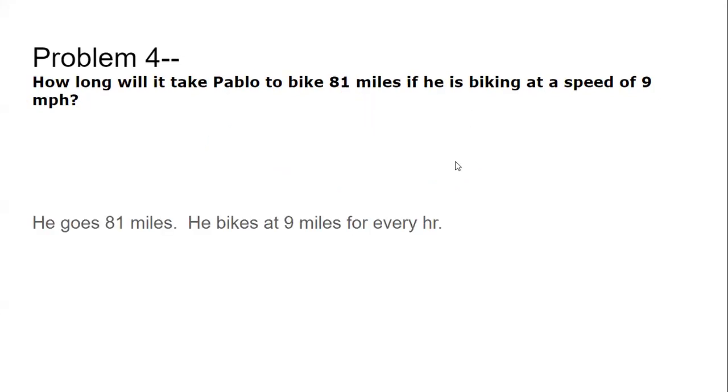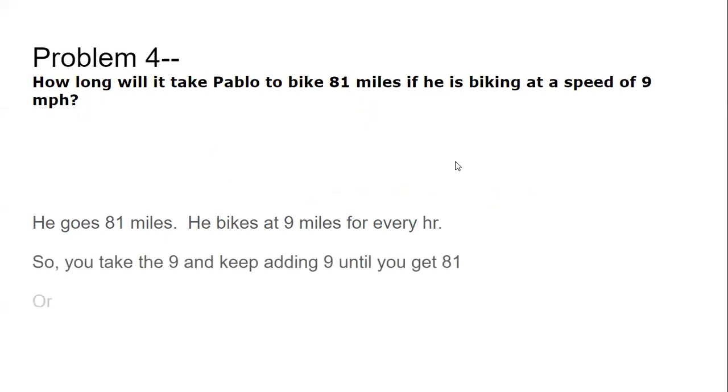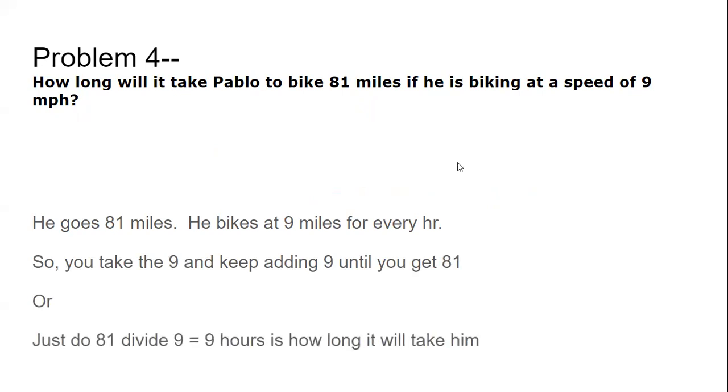He goes 81 miles. He bikes at 9 miles per hour. So you take the 9 and keep adding 9 until you get 81. Or just divide 81 by 9.